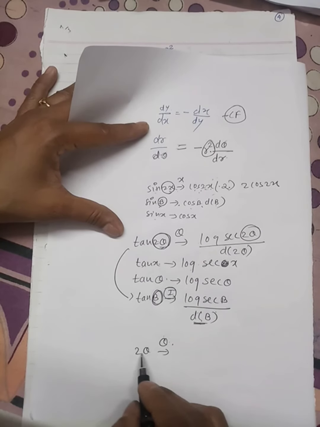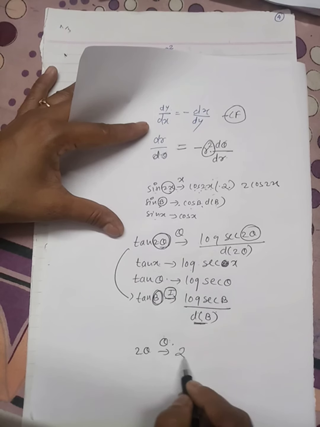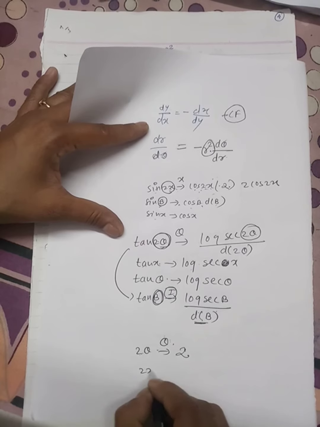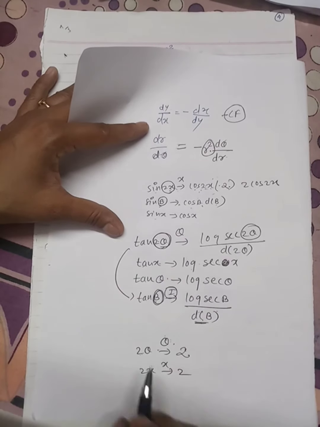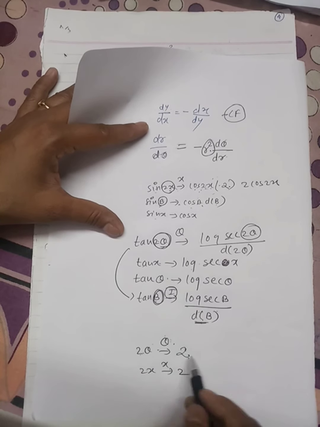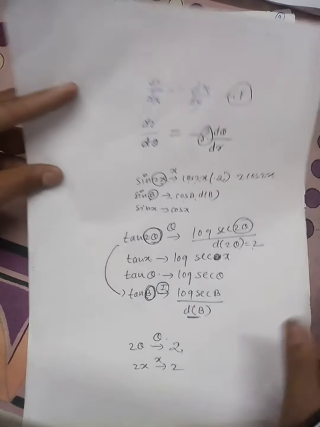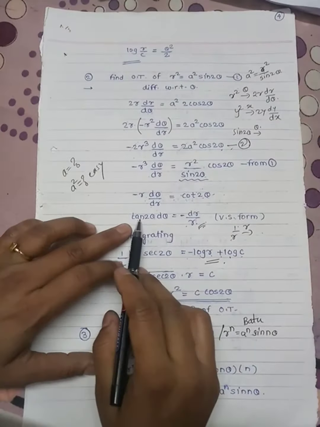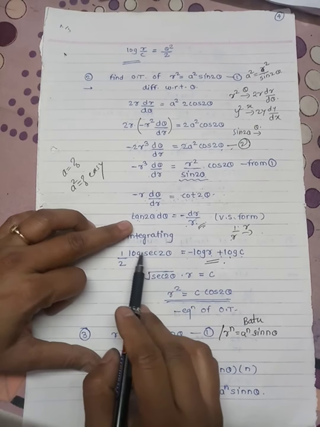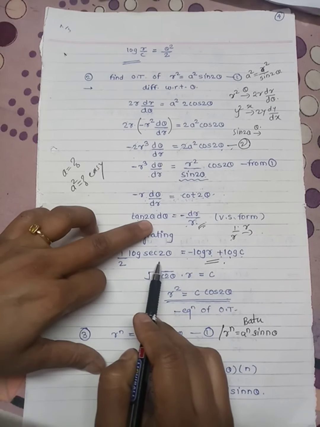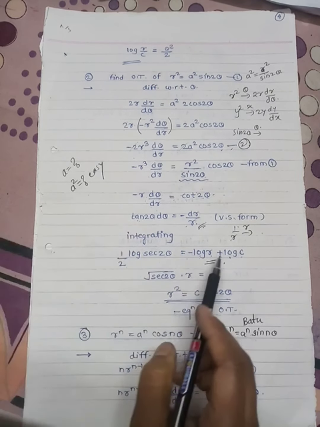Same variable. So 2x derivative is 2. 2 theta derivative is 2 again. So here we get log sec 2 theta upon 2. So tan b integration is log sec b upon b derivative, log sec 2 theta upon, 2 theta derivative is 2.